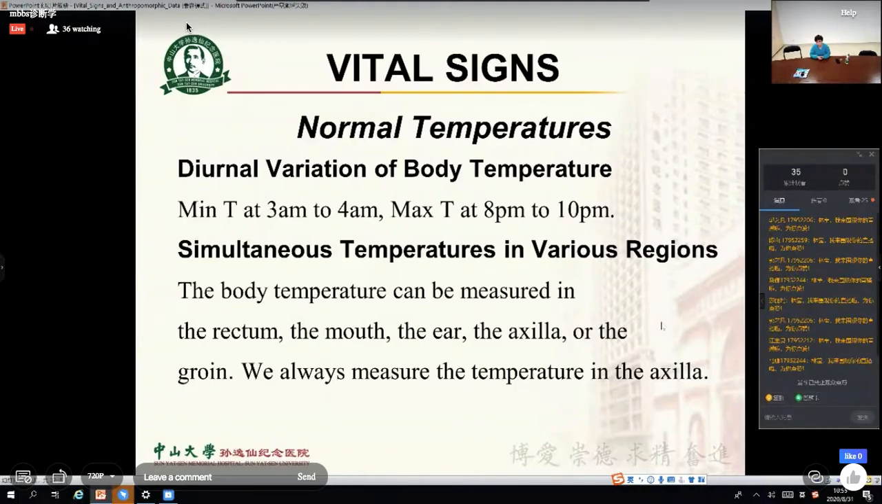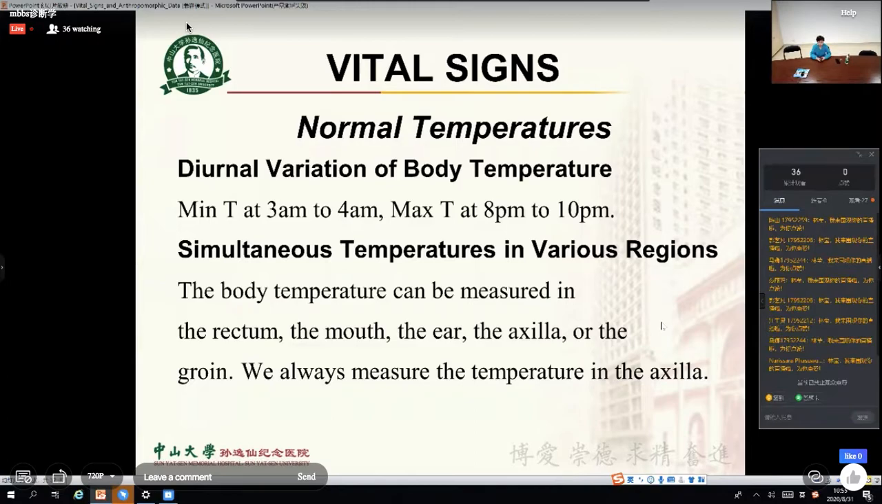So what is the normal temperature? Diurnal variation of body temperature is what we call variations of the temperature during the day. The minimal temperature will be identified at 3 a.m. to 4 a.m. in the morning. And the highest, the maximum temperature, will be identified at 8 p.m. to 10 p.m. So this is what we call diurnal variation of the body temperature.